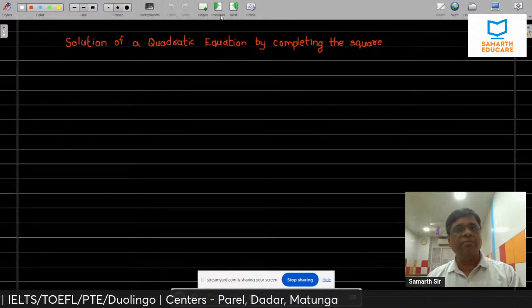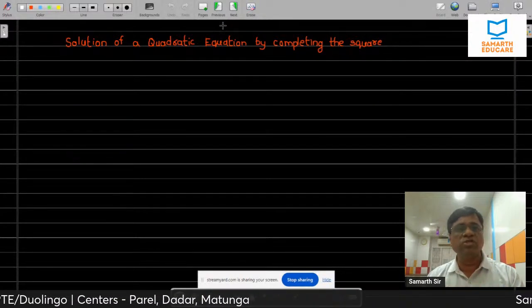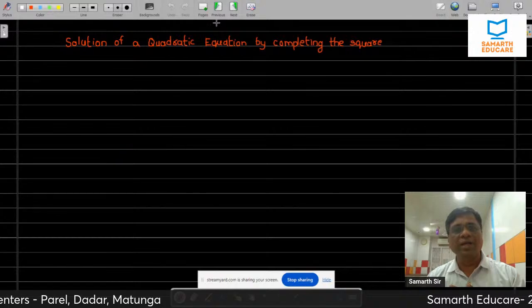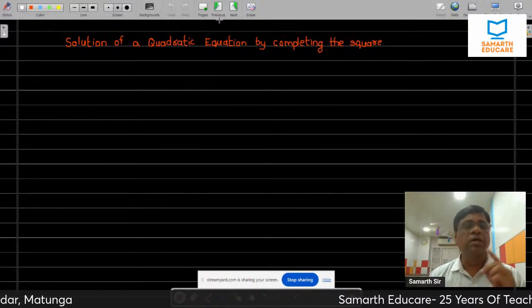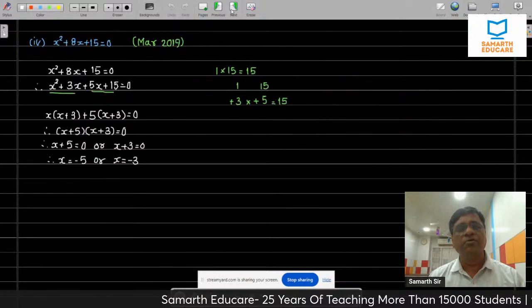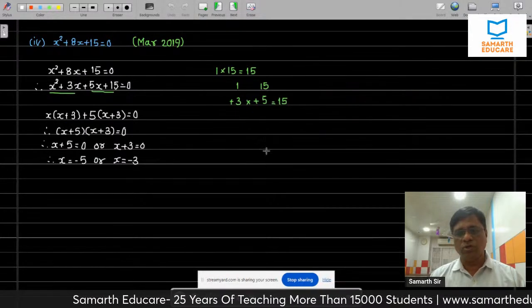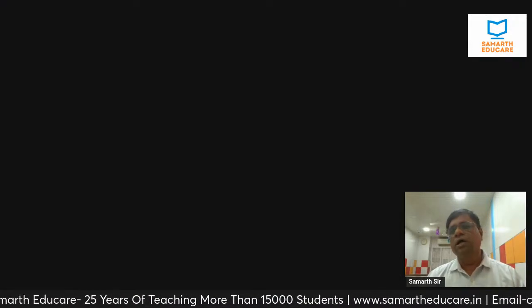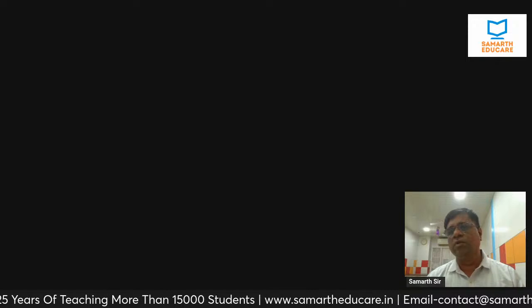That's it for this class, because in the next class we are going to learn the new method, the second method, that is solution of a quadratic equation by completing the square. As I said, we are going to learn 3 methods. First method is the factorization method, which we have been doing till here, right? In the next class we are going to learn the new method. Very soon I'll be coming up with the next video.